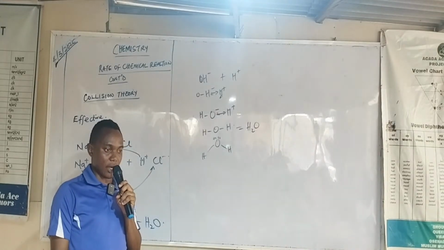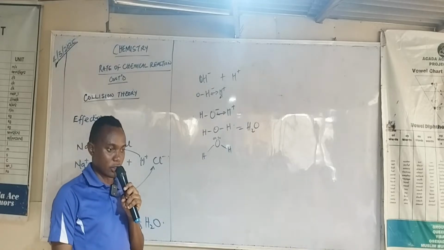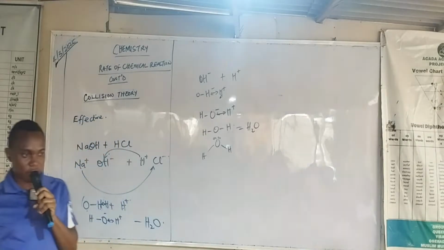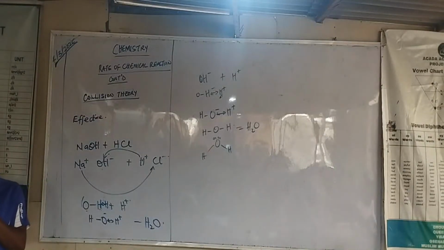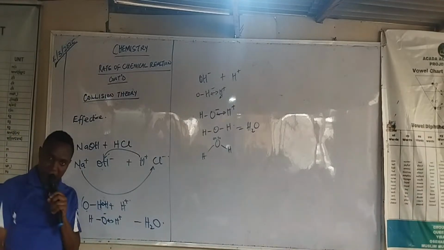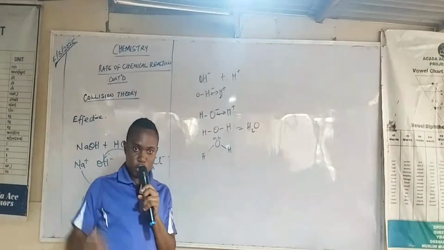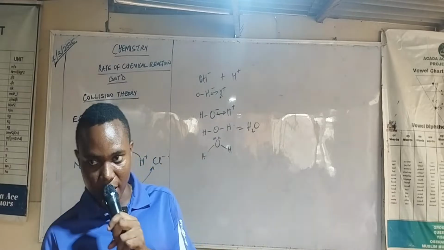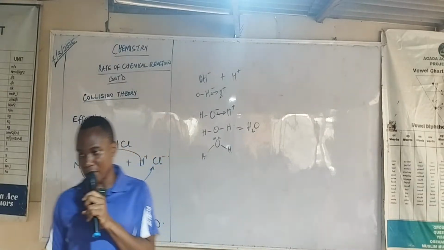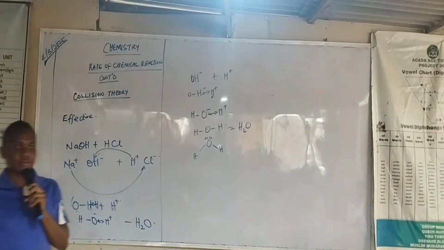The minimum energy called the what? Activation energy. The particles of the reactants must collide, and this particular collision must possess what? Minimum required energy called what? Activation energy. Full stop.